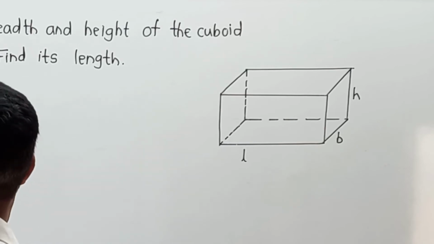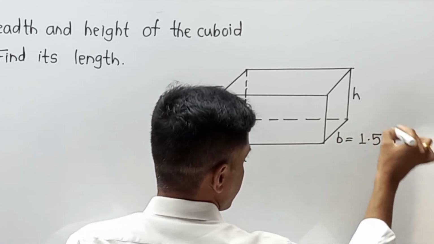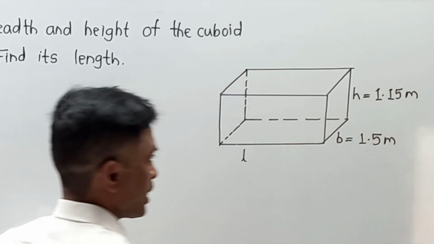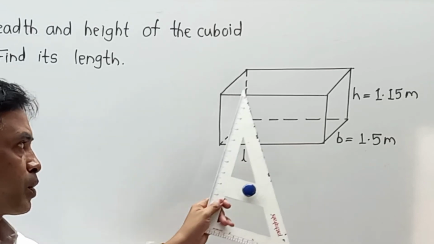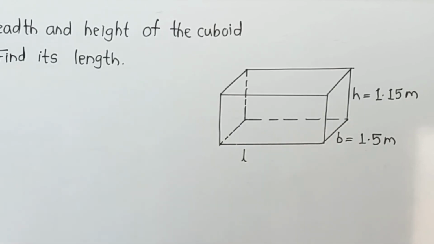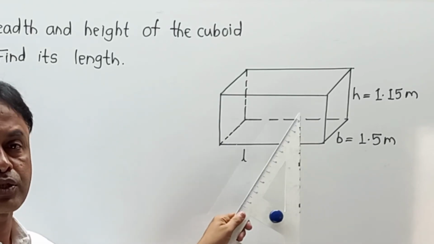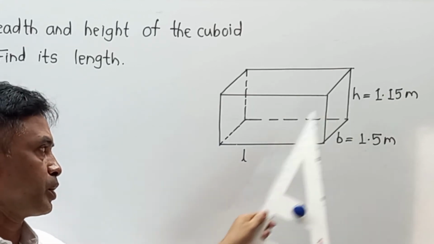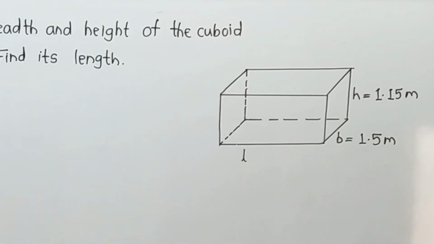Breadth is 1.5 meter and height is 1.15 meter. Then find its length. Means our target is to find the length. We know that the volume of a cuboid is length into breadth into height, and they have given that value as 34.50 cubic meter. So L into B into H is that value. We know B, we know H, so we can calculate L after simplification.